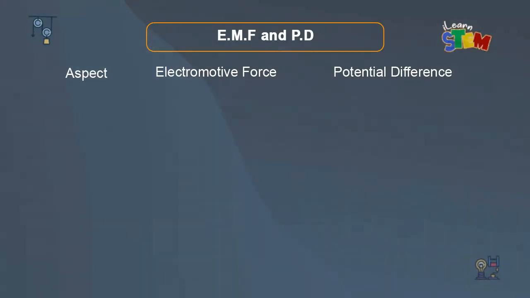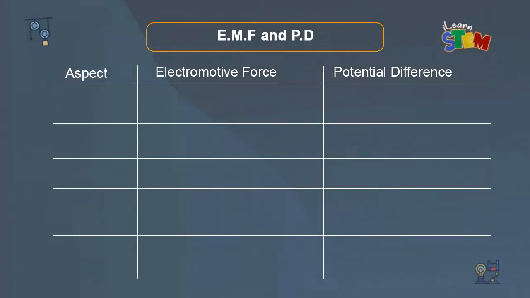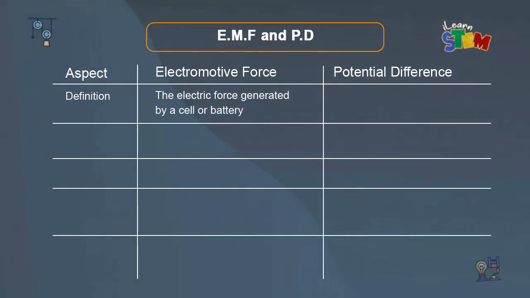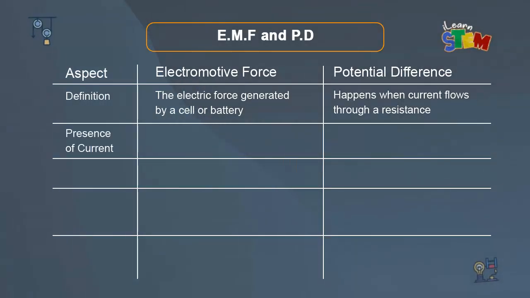Let's explore the difference between electromotive force, EMF, and potential difference, PD. These are two important concepts in electricity. Definition: EMF is the electric force or energy supplied by a cell or battery to move charges through a circuit. PD, on the other hand, is the voltage measured across components when current flows through them.